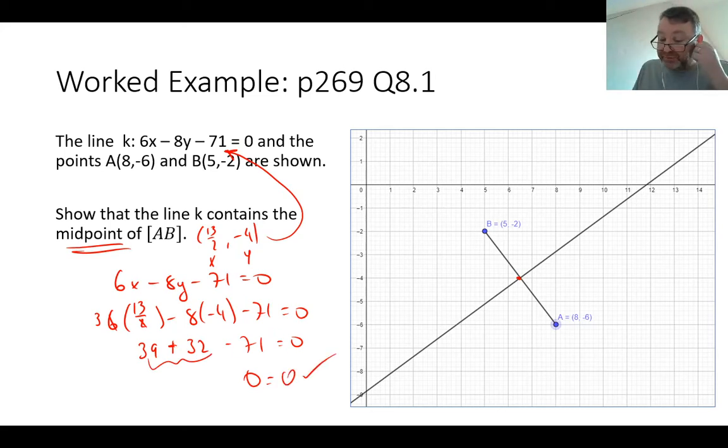So therefore, if ever you're asked to see if a point is on a line, you take the point and you substitute it into the x and y positions of the line. And if the point is on the line, it will fit. It will give you a true statement at the end.